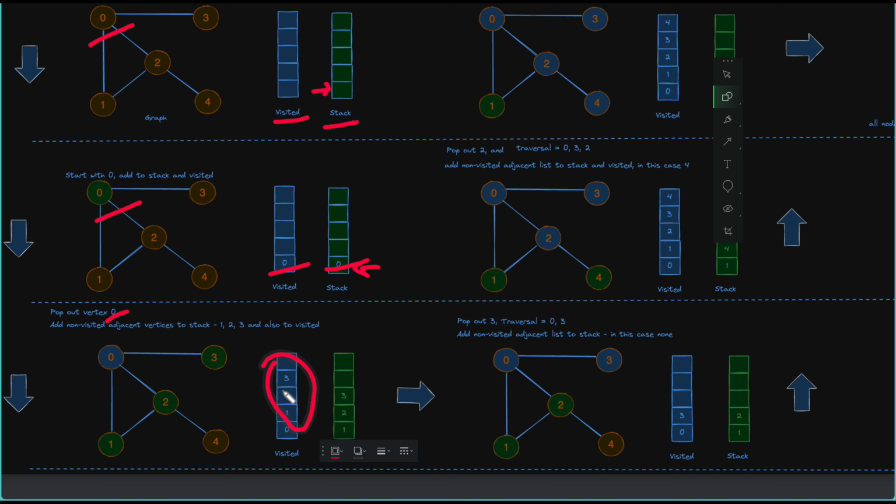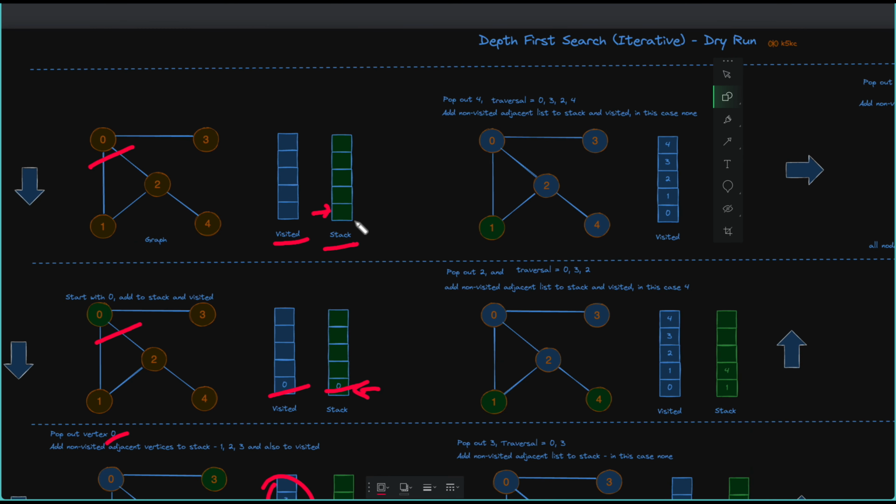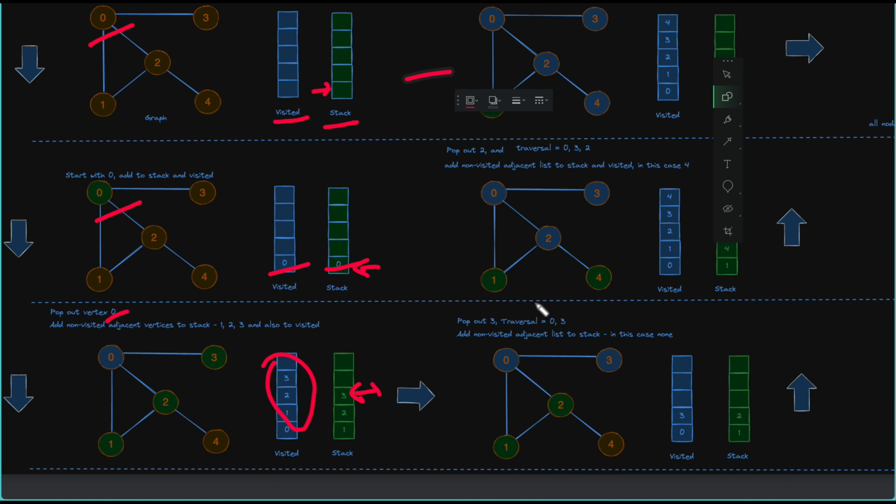because now we have seen them, but we have not yet processed them, so that's why they are in the stack. As 3 is at the top of the stack, we now pop out 3 from the stack. We process it, and we see whether there are any adjacent nodes for 3 which are not yet visited, and the answer is no. So in this case, we will not add anything to the stack.